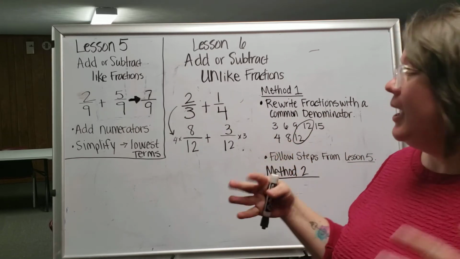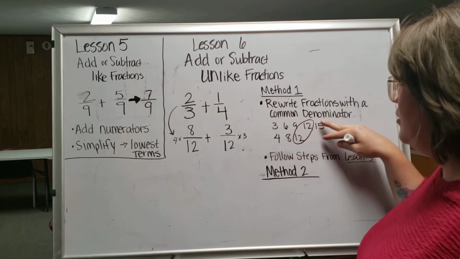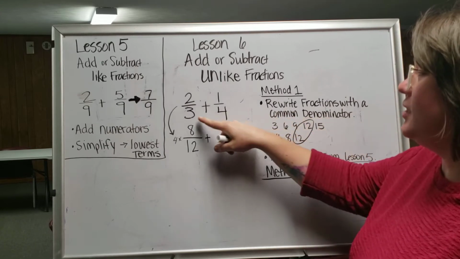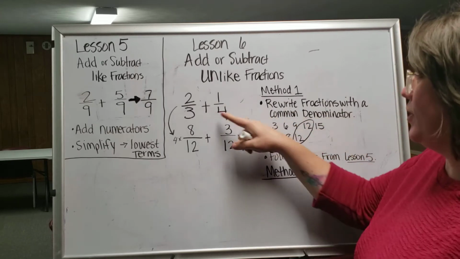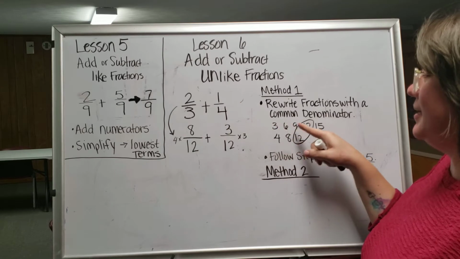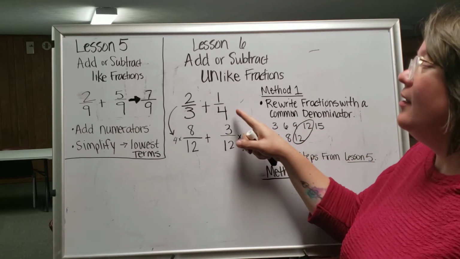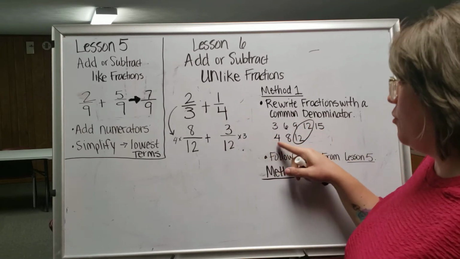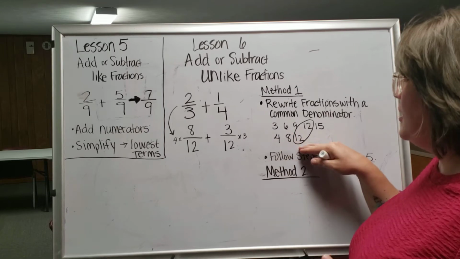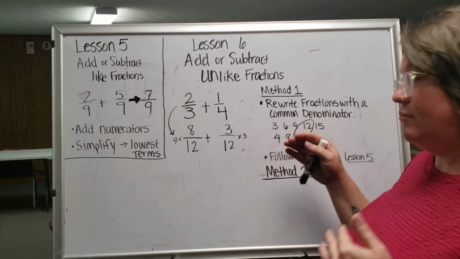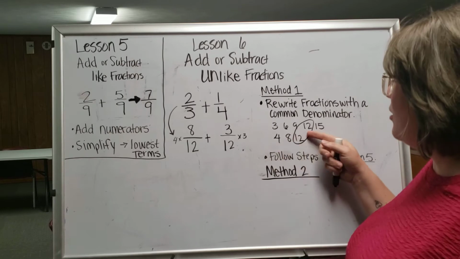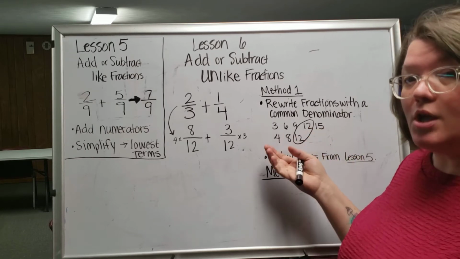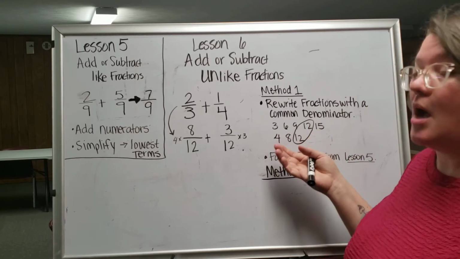What we need to do is list out the multiples of each of the denominators that you have. For example, for 3, we've got 3, 6, 9, 12, and 15. The multiples of 4 are 4, 8, and 12. We notice that the lowest common multiple that they have together is 12. So that's what we want to use as our lowest common denominator.